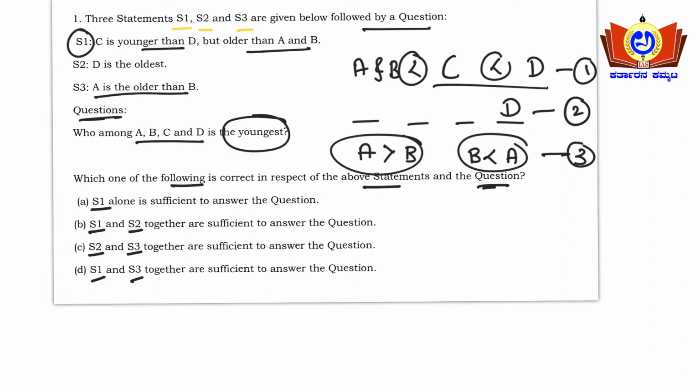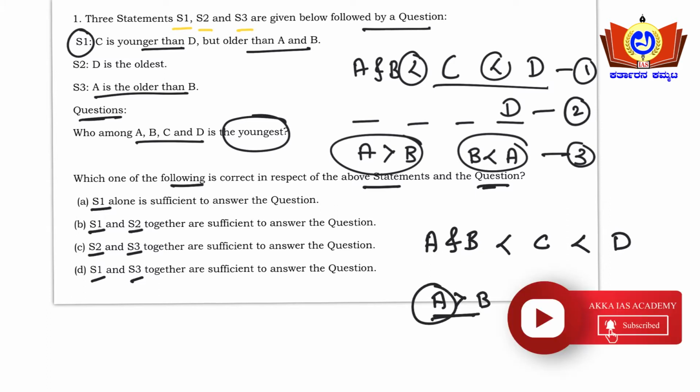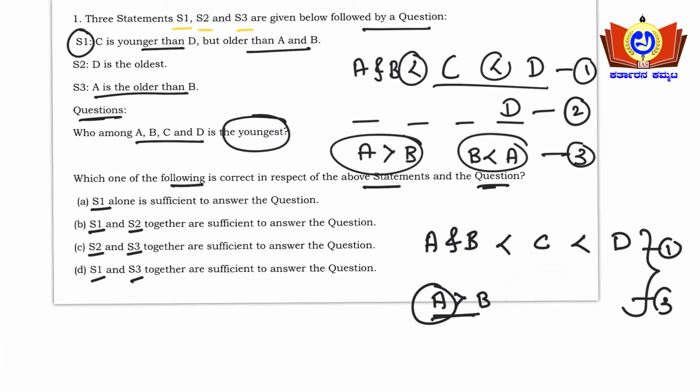See here, friends, according to the first statement, A and B are younger than C, and C is younger than D. D is the oldest according to the second statement, and in the third statement A is greater than B, which means A is elder to B. So based upon statements 1 and 3, we can say that A is the youngest, my dear friends.